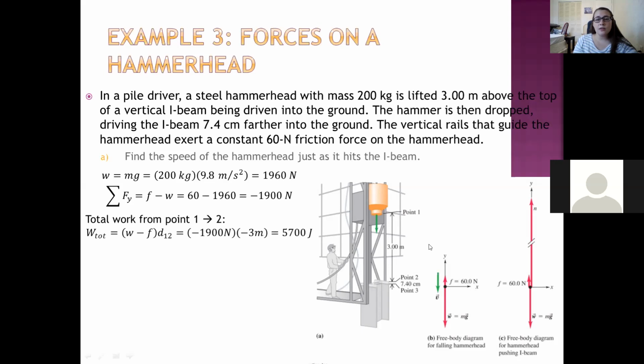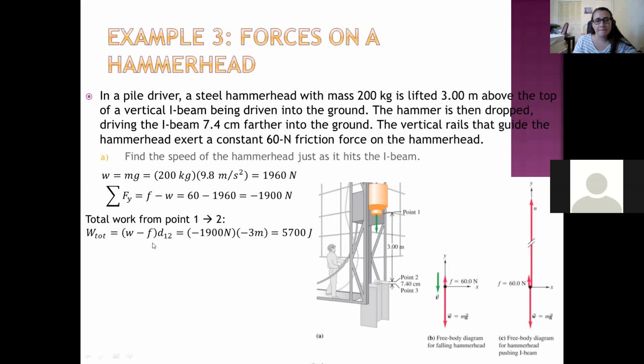So the total work then that's done from point 1 to point 2 is that force multiplied by the distance, and that's in the same direction, so the angle between them is 0. And the cosine of 0 is 1. So all of that force of gravity is going to helping the thing drive down.